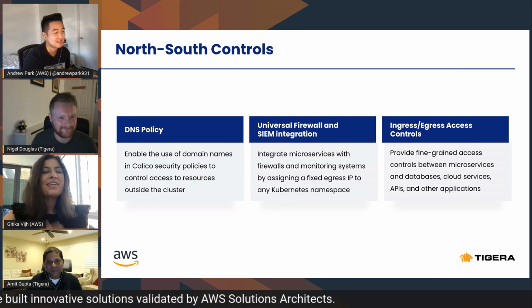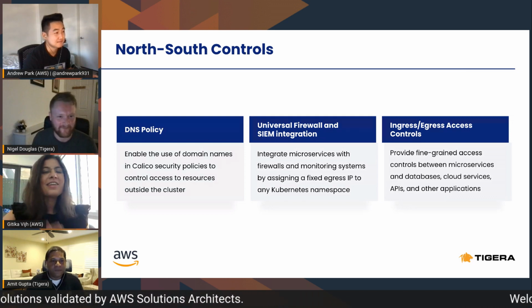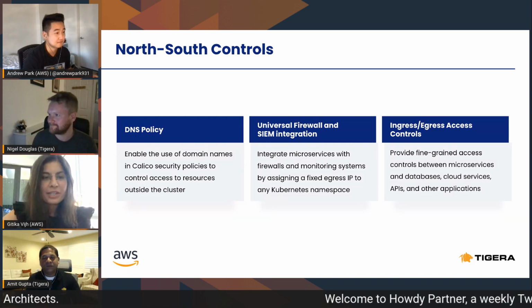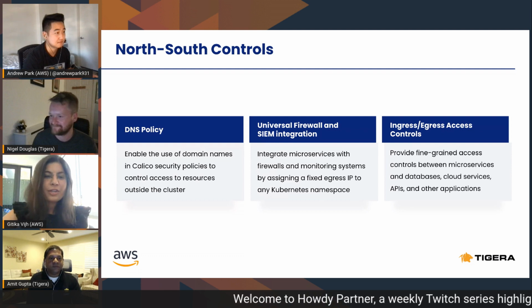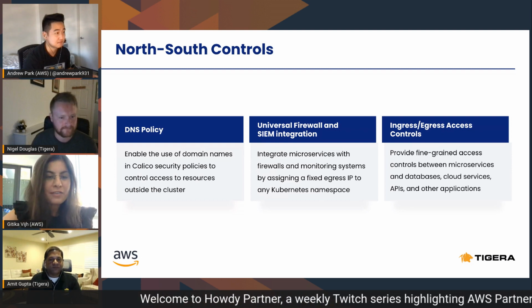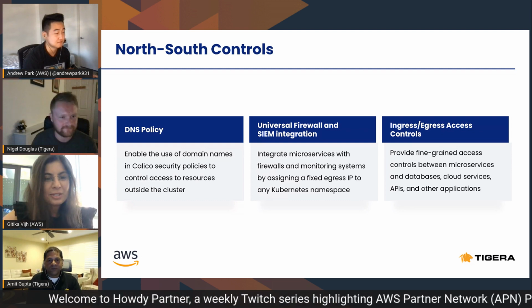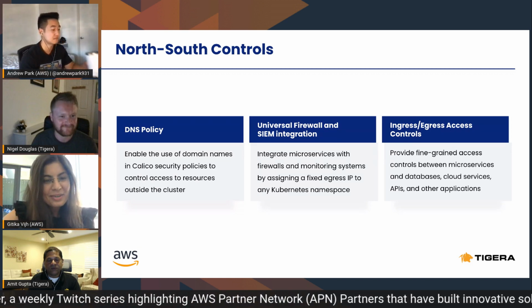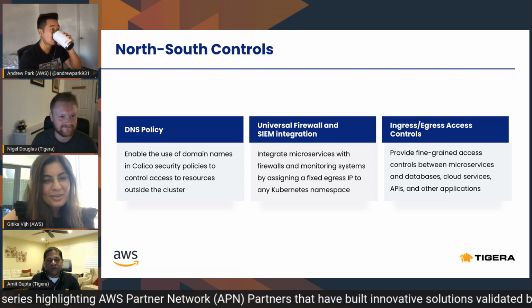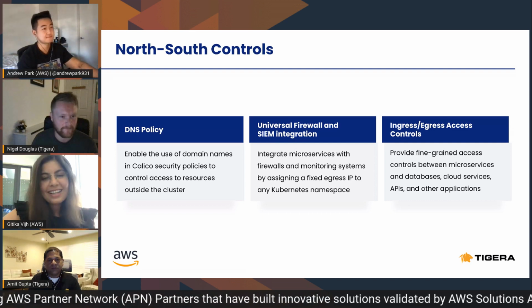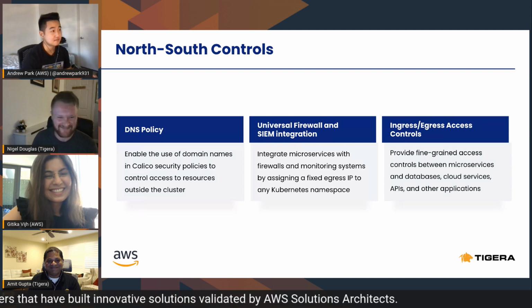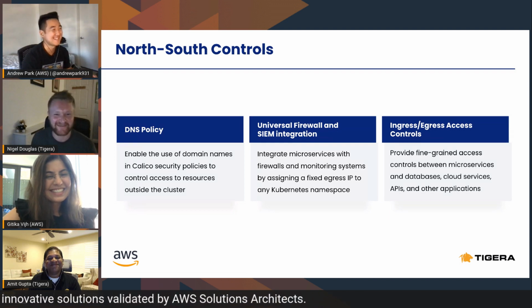I'm just going to go ahead and tell everyone we are on Howdy Partner. If nobody knows, we are from AWS. We have our partners who have innovative solutions come over here. These solutions have already been verified by an AWS solutions architect, and today we have Tigera, and they're going through their solution, which is Calico. And yes, Nigel, go ahead. Apologies for that. No, you're good.